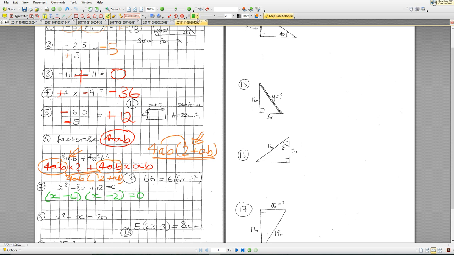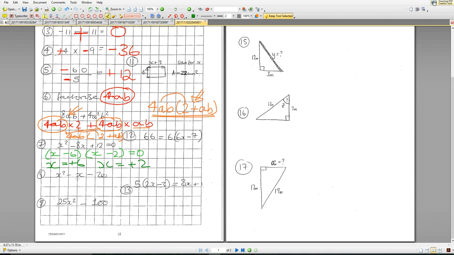We haven't finished yet because we have to solve it. When we solve it, we have to do the opposite of what's in the brackets to make the brackets equal to 0. Opposite of minus 6 will give you plus 6. Opposite of minus 2 here will give us plus 2. And that's the end of question number 7. Okay. Now, question number 8.